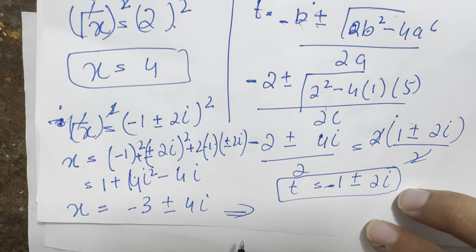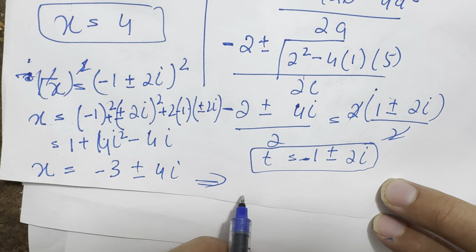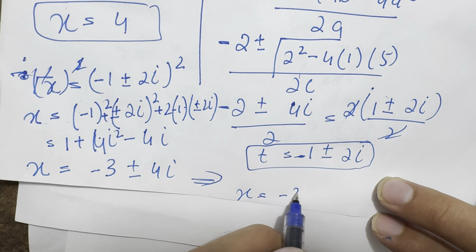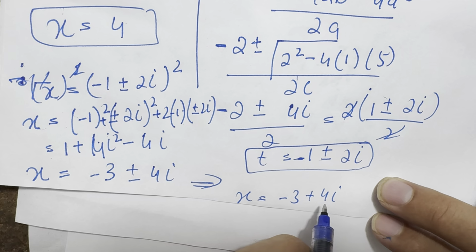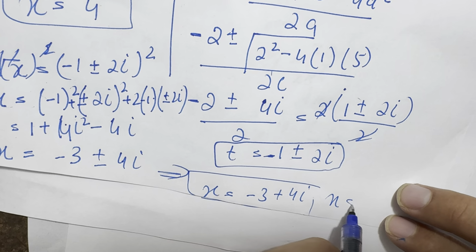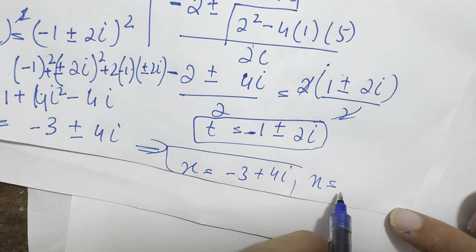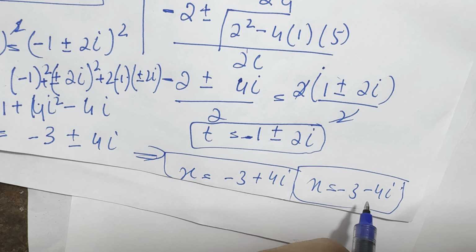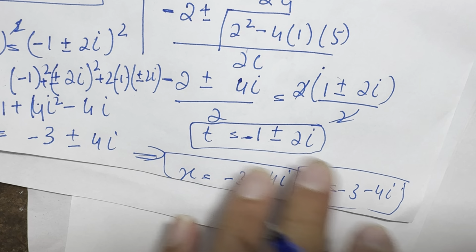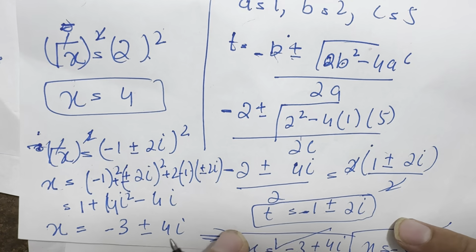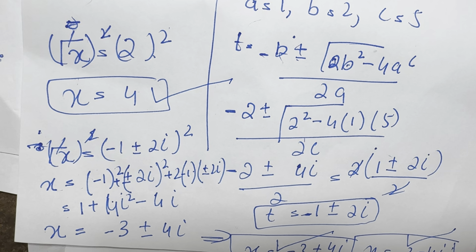Okay, so from here there will be two possible equations. So x will become minus 3 plus 4 iota, or x equal to minus 3 minus 4 iota. There are two possible values. So one possible value is this, and the other possible value of x will be this. Thank you very much.